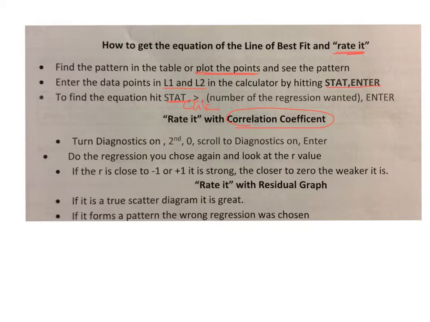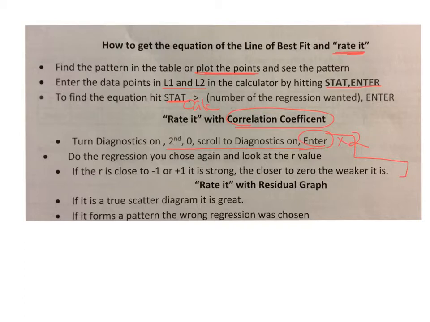Now let's talk about my correlation coefficient, the most important thing. In the beginning part of the exam, your proctor, no matter where you're taking that exam, is going to read to you, at this time, please turn on your diagnostics. That's going to be super important. You have to do that by turning the diagnostics on by hitting second 0, scrolling all the way down to diagnostics on, and then you have to hit enter twice. So I'm going to put times 2 there. You want to hit enter until it says diagnostic on, done.